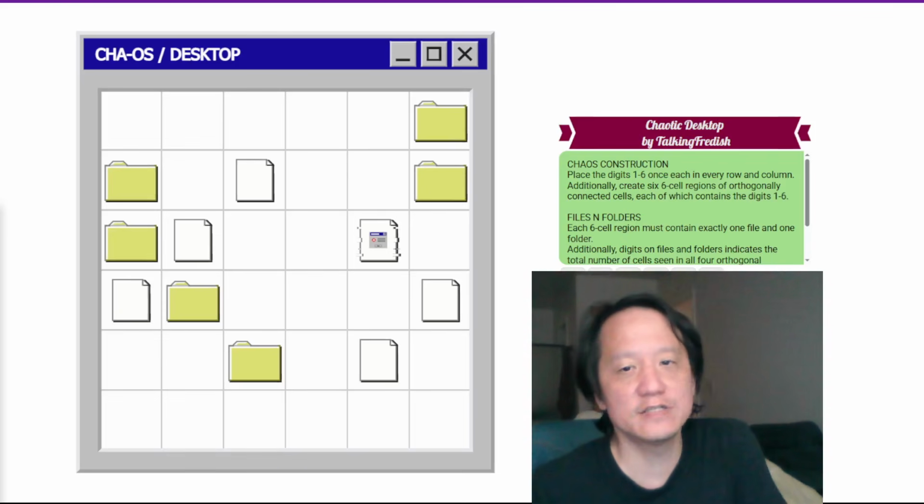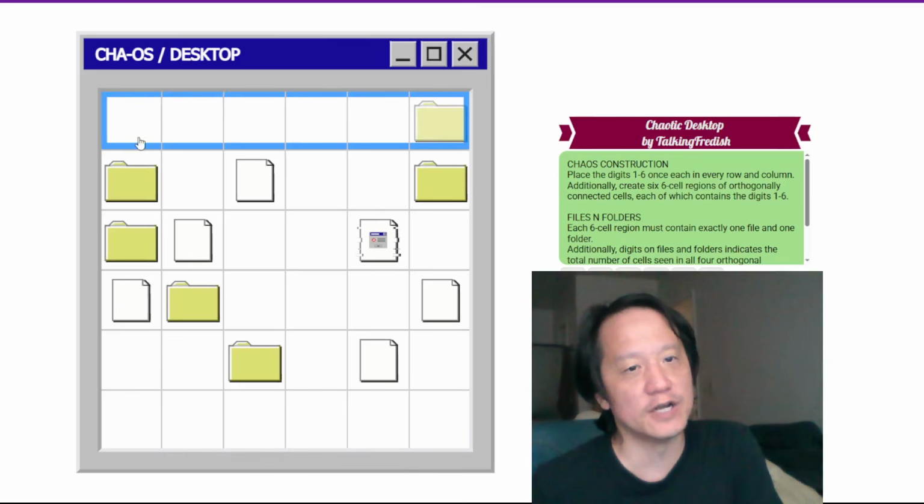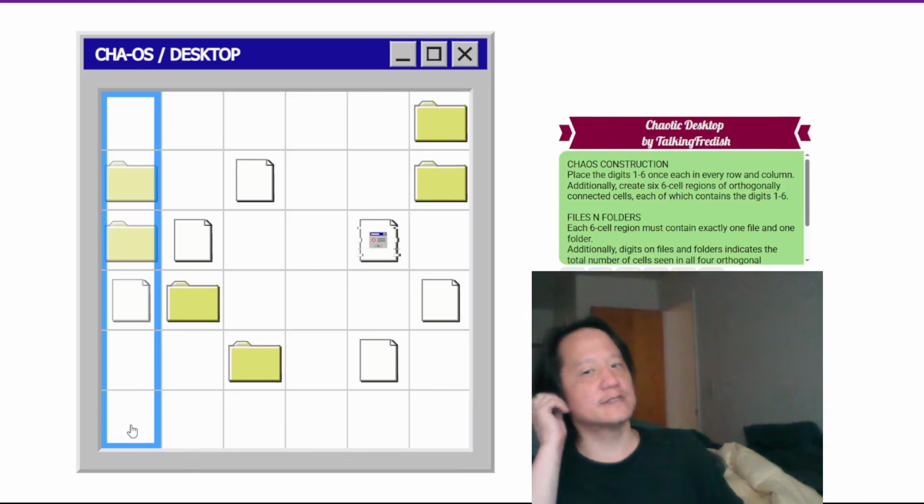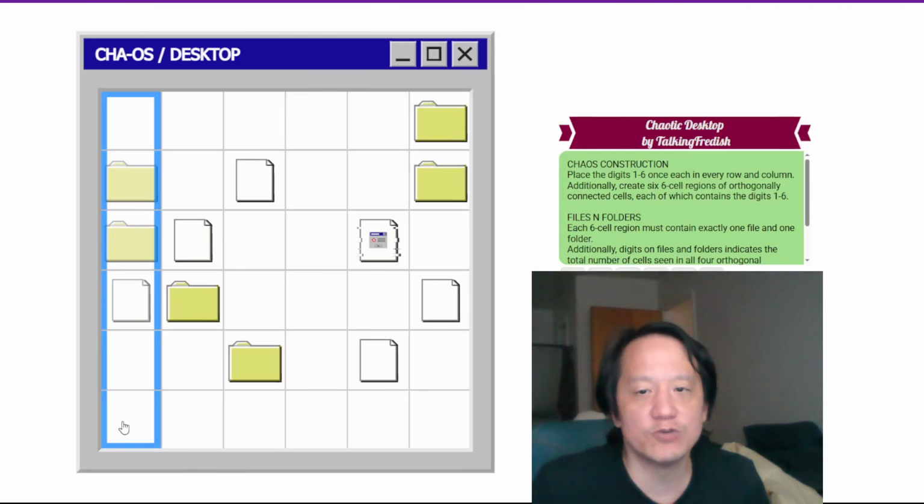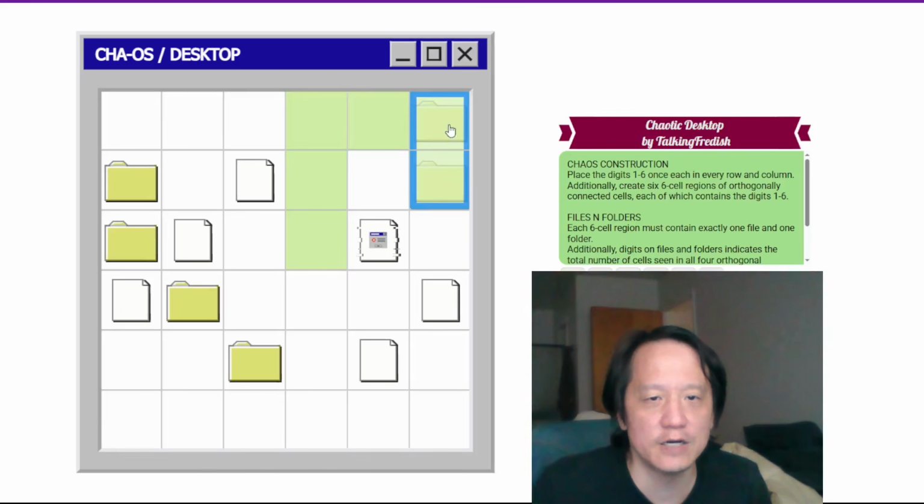We have the Chaos Construction rule set, where we need to place the digits 1 through 6, once each in every row and column. We additionally need to create six cell regions of orthogonally connected cells, each of which contains the digits 1 through 6. Now, what is an orthogonally connected region? It means you can go from any cell in that region to any other cell in that region by going just through edges while staying within the region.